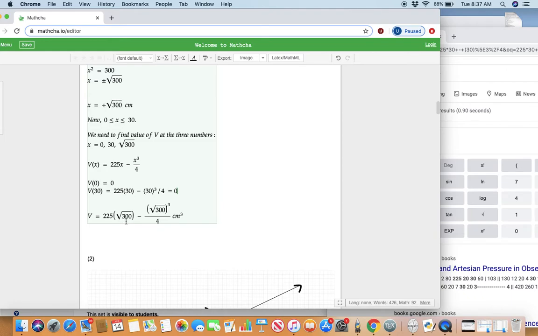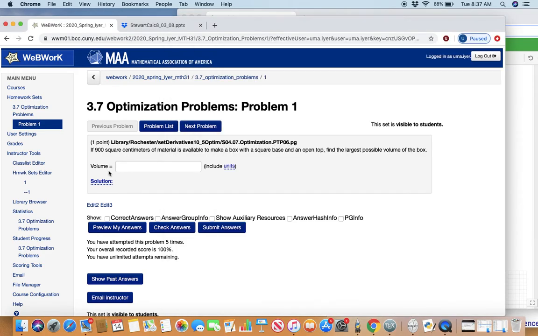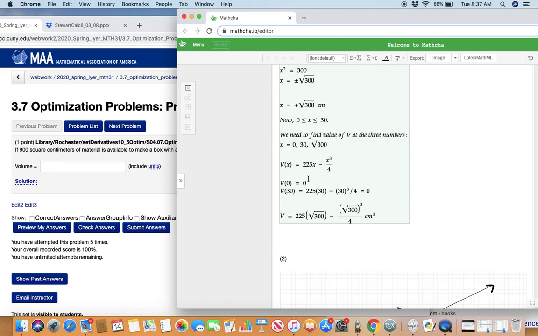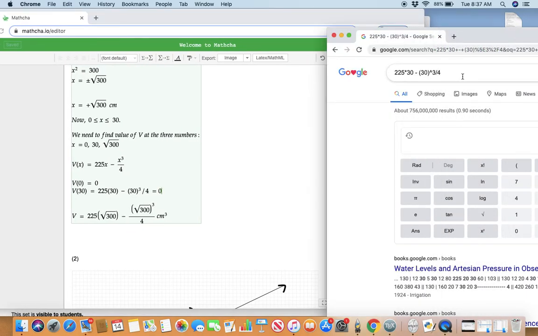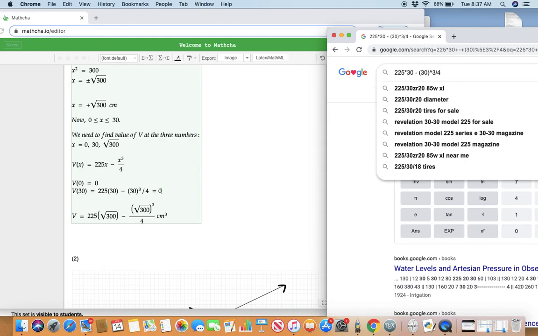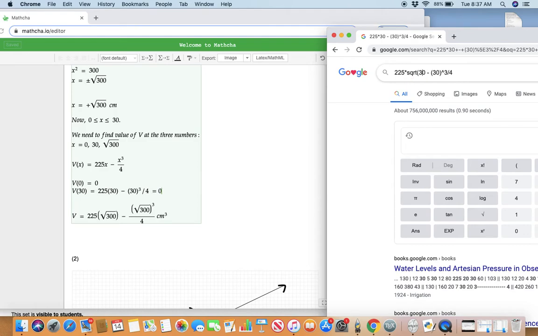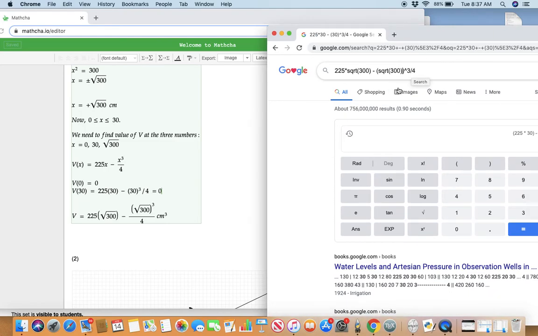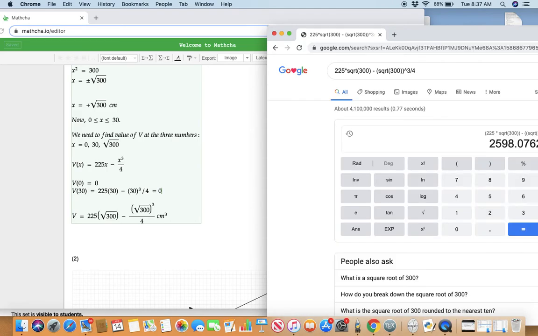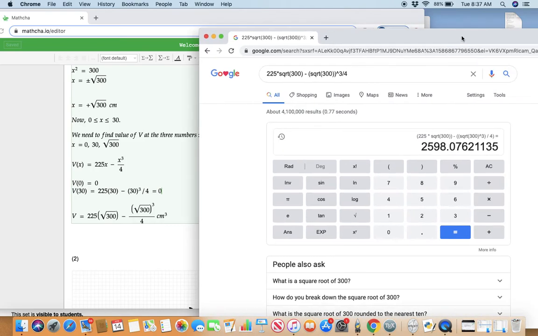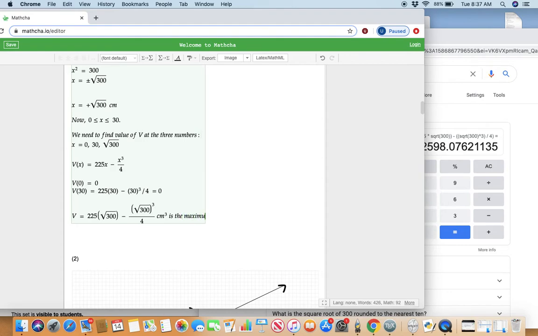Now, what was the other option? The critical number, square root 300. They are asking us to maximize the volume. Both these endpoints gave me 0, so this should, I hope, give me a positive value. Let's see. Instead of 30, I have square root 300 now. Square root 300 to the power 3 all over 4. That gives me 2598.0. Whatever it be, it is a positive number, so that gives me the maximum. Endpoints and value at the critical number.